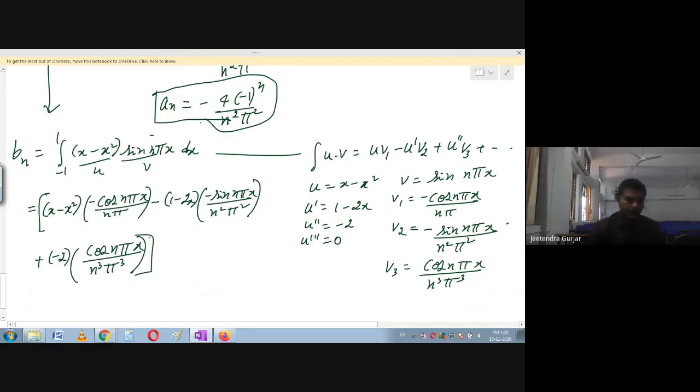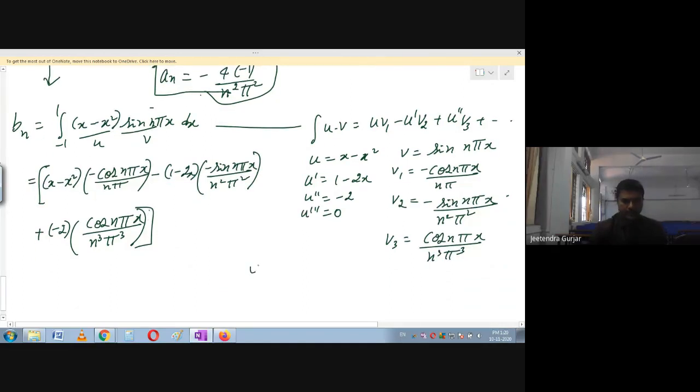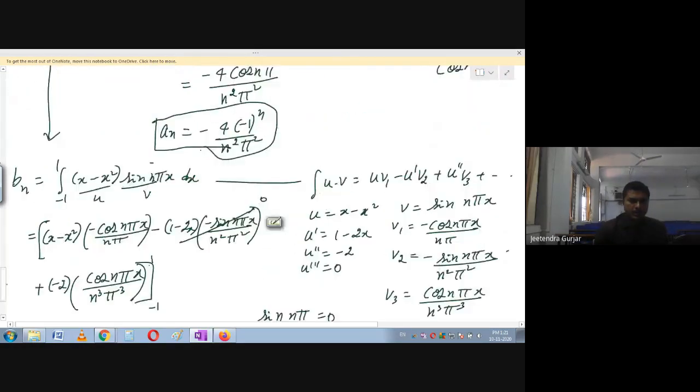After that, all the values will be 0, students. Please remember, we are going to take the values like this. If you take sine n pi, which is equal to 0, and you substitute x equal to 1 or x equal to minus 1, this sine will always be 0. Please see, the sine will always be 0, students. Now further we will simplify this.